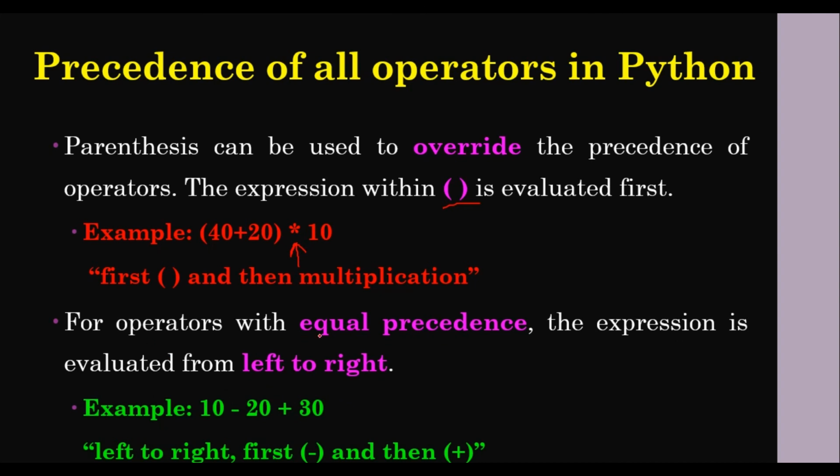Similarly, another rule is that for operators with equal precedence, the expression is evaluated from left to right. That means plus and minus both have equal precedence. So in that case, Python will do the subtraction first, that is 10 minus 20 is minus 10, and then minus 10 plus 30 is 20. So our output will be 20. It does left to right, so first the subtraction, then the addition.